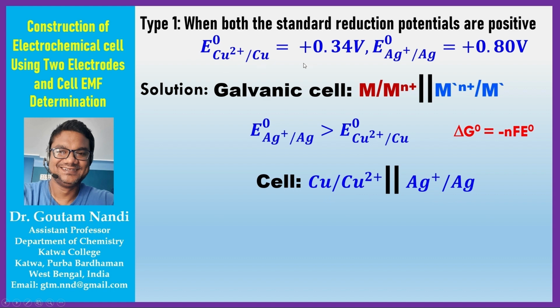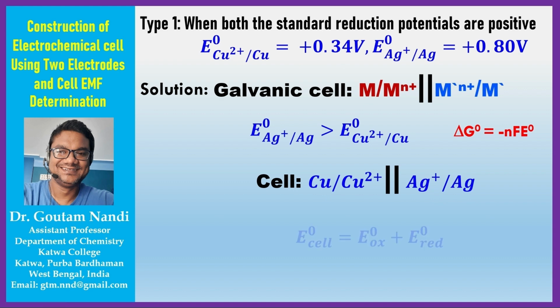How can we change it? It is the reduction process there, and here it is the oxidation process. So this sign will be changed from plus to minus. If it is minus, then it will be changed to plus. Now here it is a plus value. So for copper to Cu2 plus, this will be minus 0.34 volt.